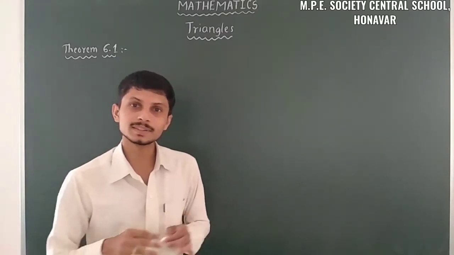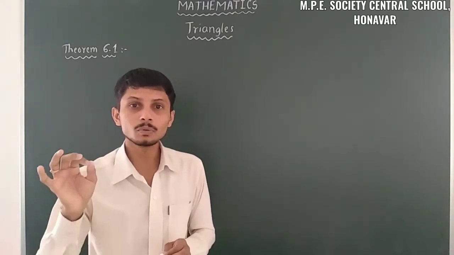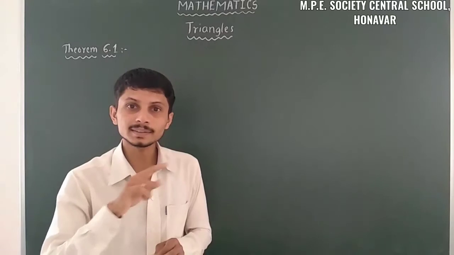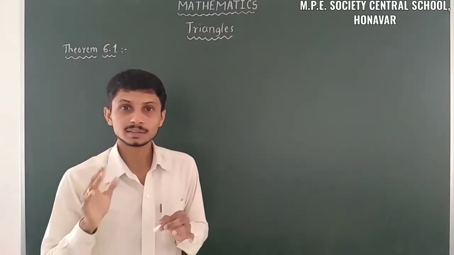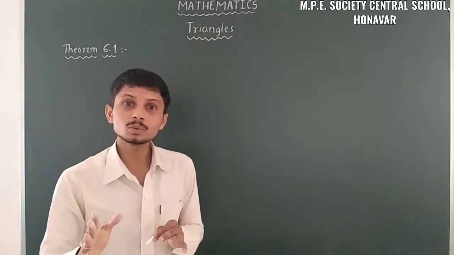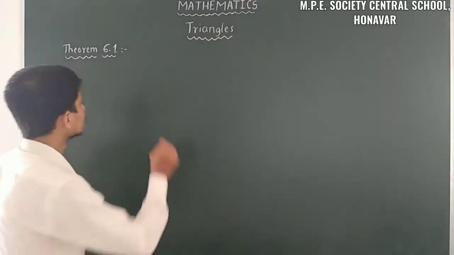The statement of this theorem is, if a line is drawn parallel to one side of a triangle and intersects the other two sides in distinct points, then the other two sides are divided in the same ratio. So let us take the statement.